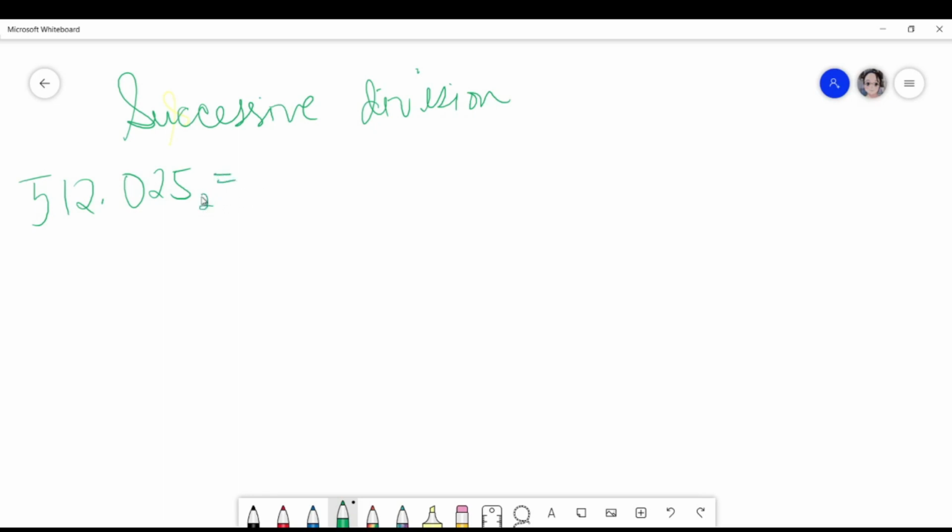Convert 512 to binary. Sorry, series. So 512 to binary. Okay, so this is how we solve 512.